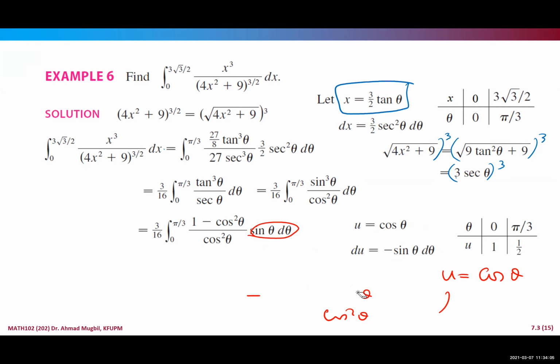And of course, don't forget to change the limits. When theta is 0, cosine theta is 1. When theta is pi over 3, cosine pi over 3 is a half. So now your new integral will be like this: 1 minus u squared over u squared du. Okay?